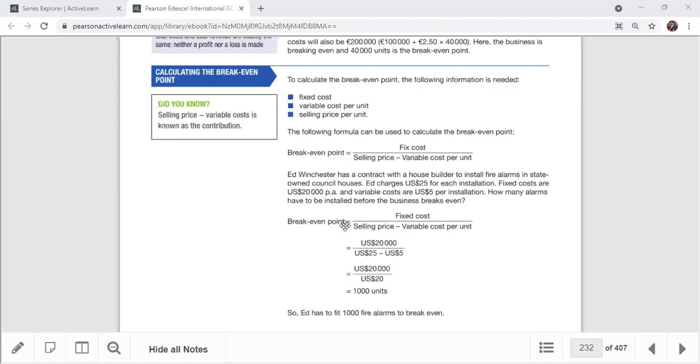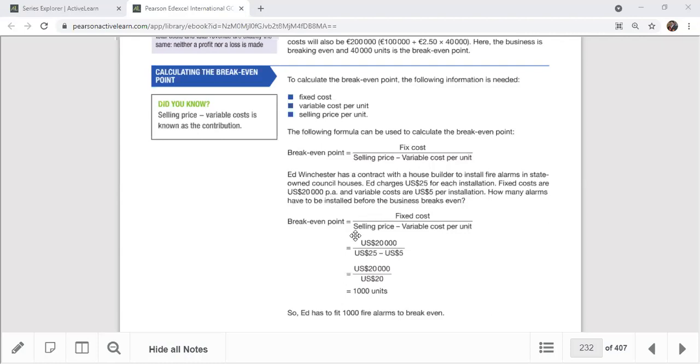So we have enough information to calculate the break-even point, provided the fixed cost is per annum. Always, when you are writing the break-even and substituting the numbers, we take the annual fixed cost, not the monthly fixed cost, not the weekly fixed cost. We always take the annual fixed cost. So they have given PA, which stands for per annum.